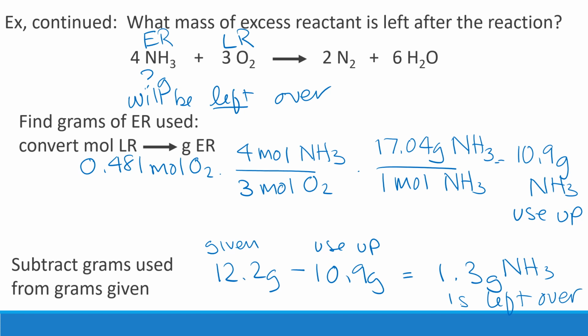So once you determine what the limiting reactant is, that's kind of the starting point for everything else that you'll be asked to do.